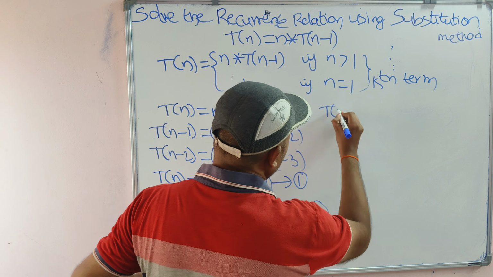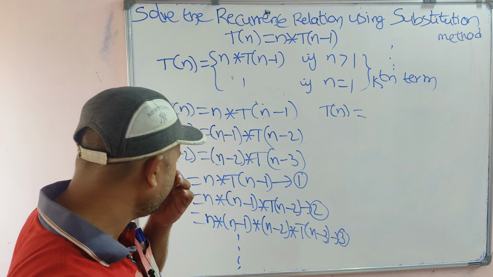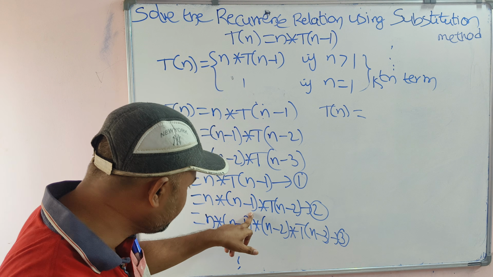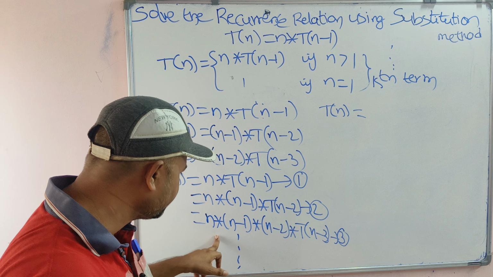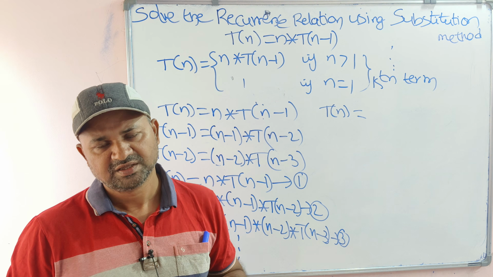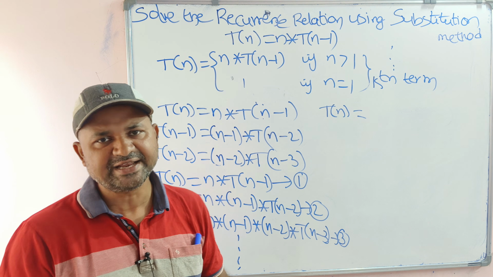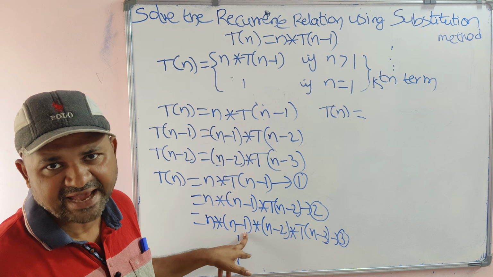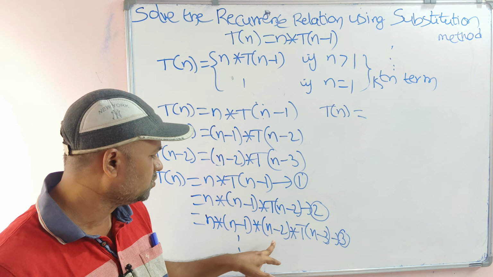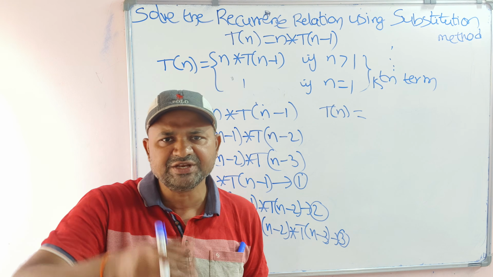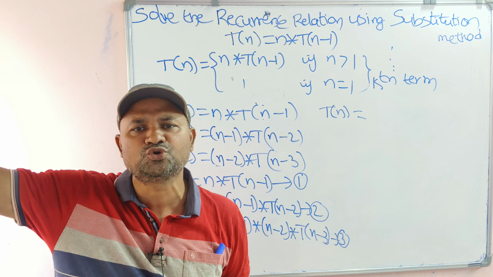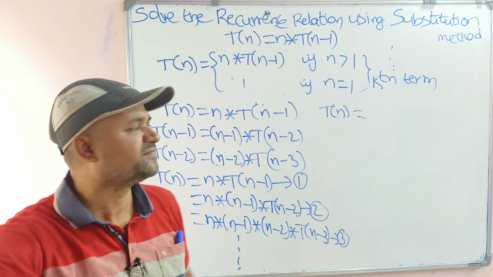So T of n equal to, if you see the equation number 1, we have n. Equation number 2, n into n minus 1. Equation number 3, we have n into n minus 1 into n minus 2. Let n value is 10. Then how will the pattern look like? So 10 into 10 minus 1, 9 into 10 minus 2, 8 into, so 10 into 9 into 8 into 7 into 6 into 5 into 4 into 3 into 2 into 1. So likewise the pattern will go.